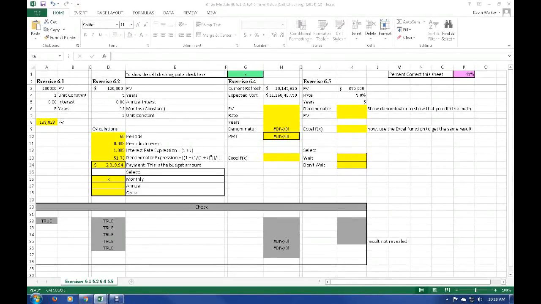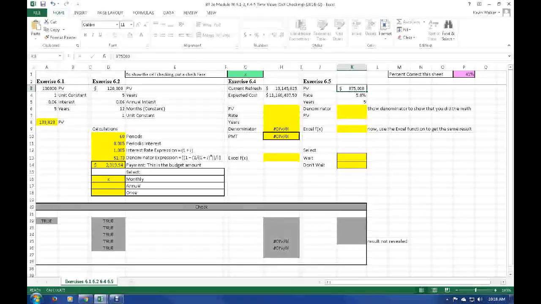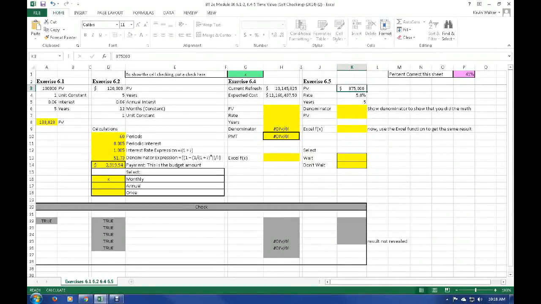Doing a present value in a calculation like this is pretty straightforward. A present value is simply going to be the future value divided by the denominator. So like this will be equals K2 divided by K6, which is going to be the denominator.